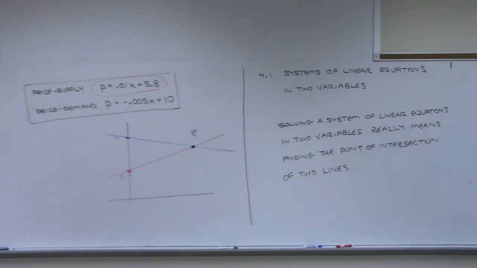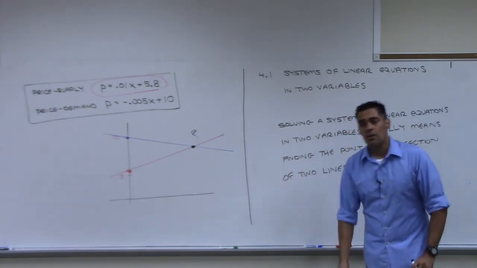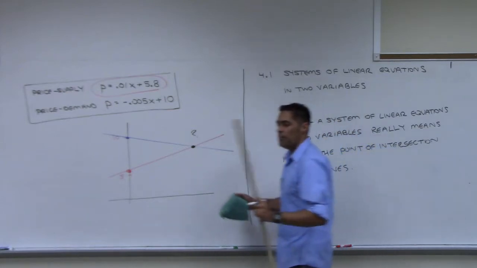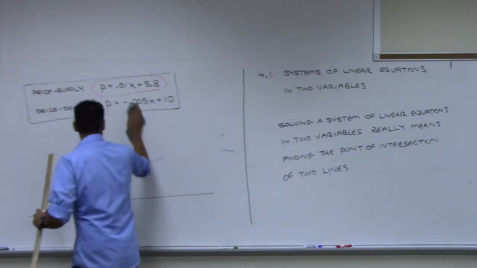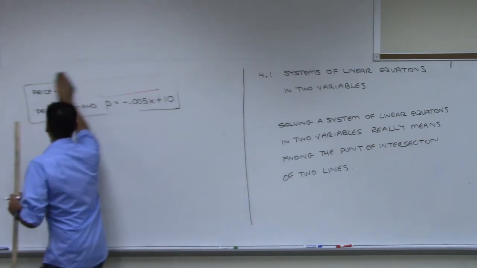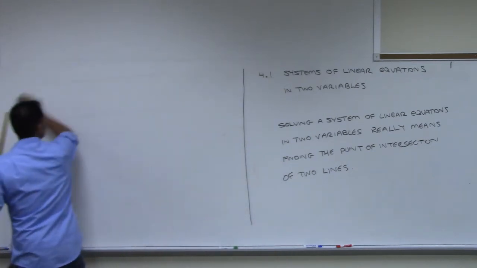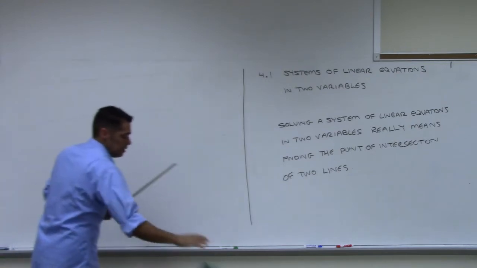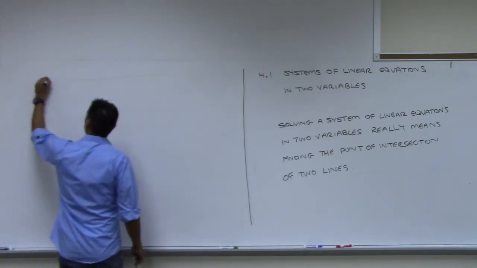Now, before we actually go through the technique, let's talk about some scenarios. Are we always going to get just one point of intersection? If I give you two lines, will you always have a point of intersection? No. It's possible that you don't. So here are some possibilities.